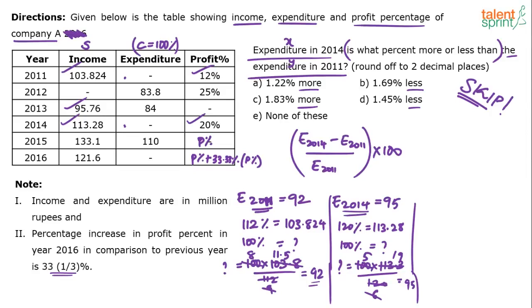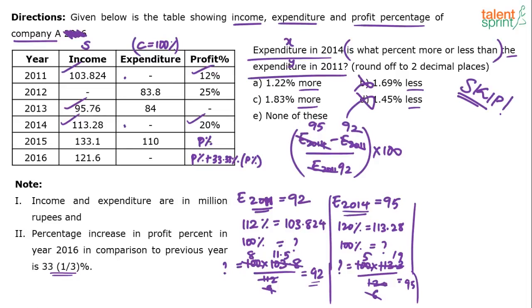Now, the very first calculation, what is it asking us to find out? Expenditure in 14 is what percentage more or less than expenditure in 11. What is the numerator? 95. What is 11? 92. 95 minus 92 by 92. Positive or negative? Positive. We have got a positive answer. Because you have got a positive answer, it should be some percentage more. It cannot be percentage less. So option B and option D are eliminated. Answer is either 1.22% more or 1.83% more or none of this, right?